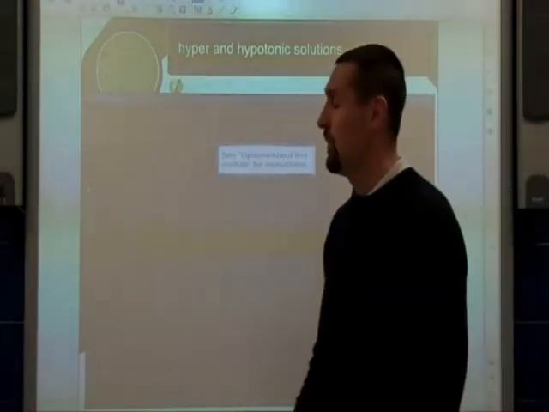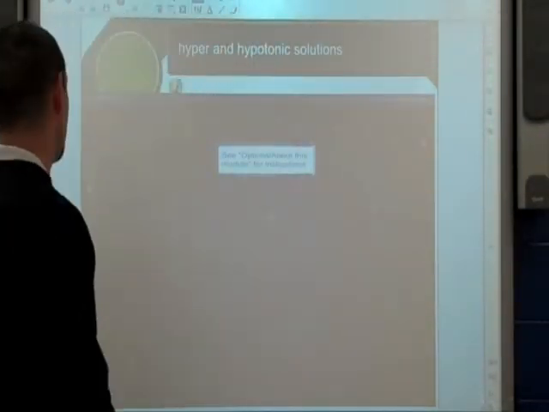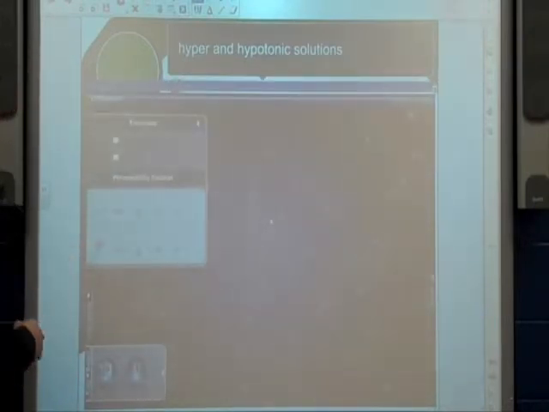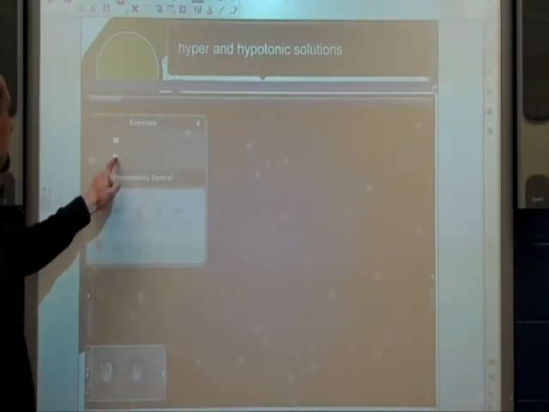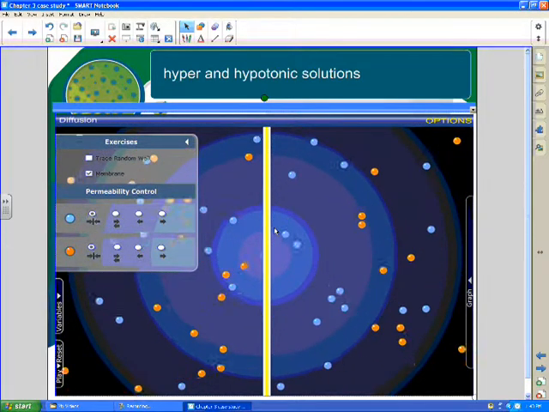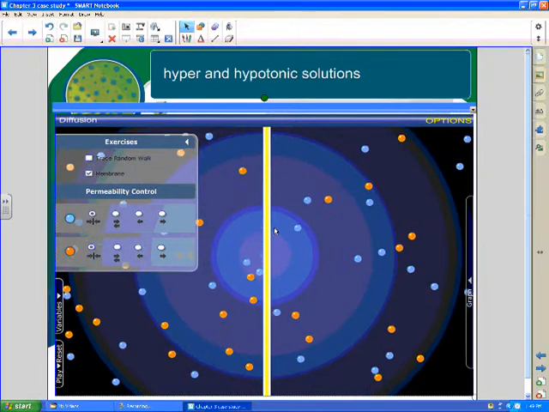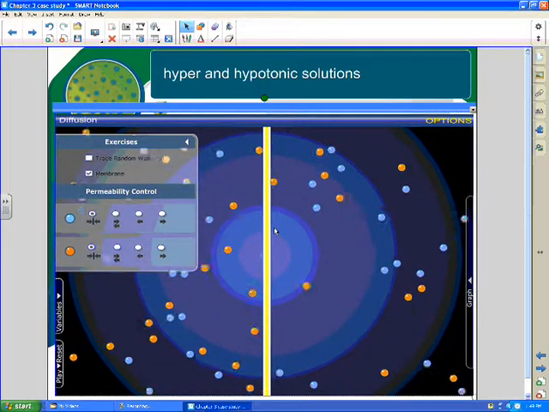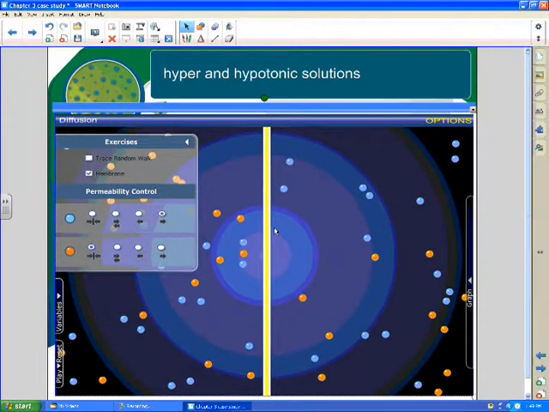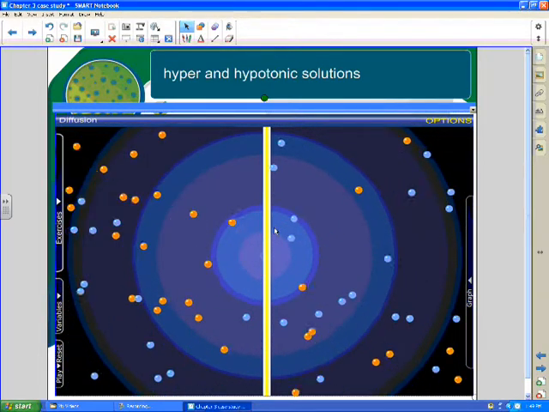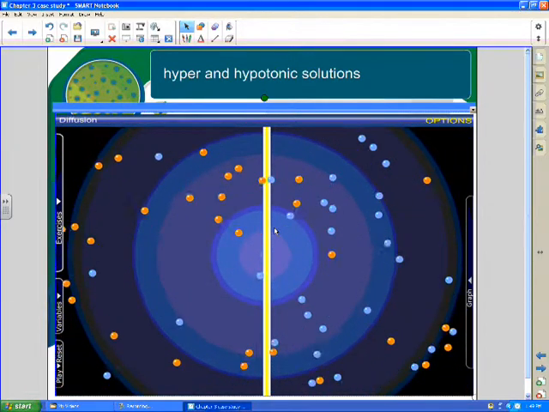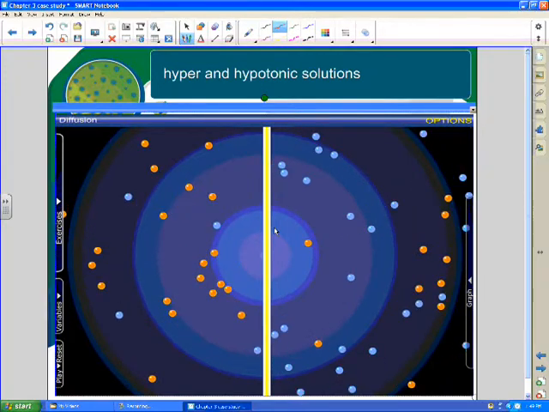So let me show you a little bit about what that would look like. All right, so hyper and hypotonic solutions. For example, I can set up a membrane here. I can decide here whether or not my membrane happens to be permeable or not. In this case, I'm going to decide that I have a semi-permeable membrane, where some things are allowed in, but not everything. So in this case, I'm going to allow the water to move, but I'm not going to allow the, let's call it sugar to move. All right? So now the water can pass through, but the sugar cannot pass through.